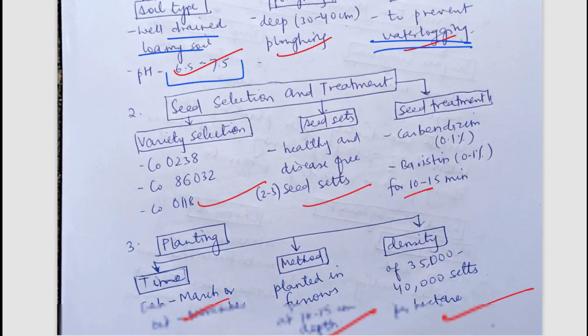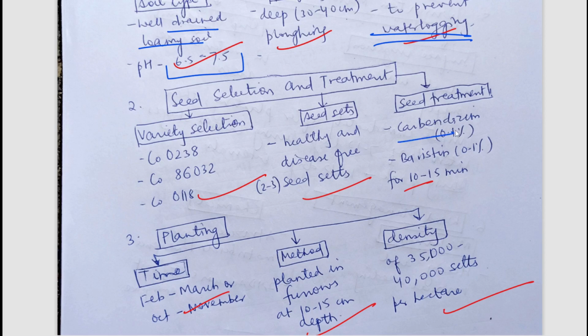Seed selection and treatment should be done. Again, you can see the use of carbendazim. Carbendazim is generally used because in seeds sometimes fungal infections develop and there is fungus present. So carbendazim helps to control those. Bavistin can be used. Okay. So these are some of the common chemicals used. Varieties have been mentioned such as Co 0238, Co 86032, Co 0118.